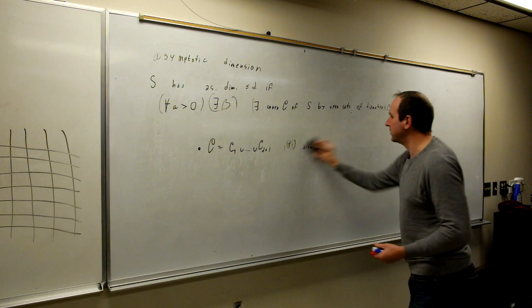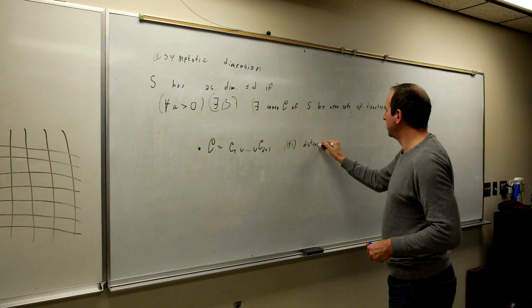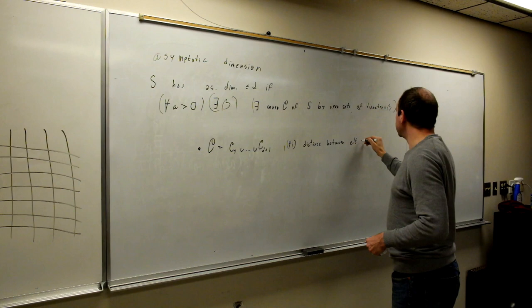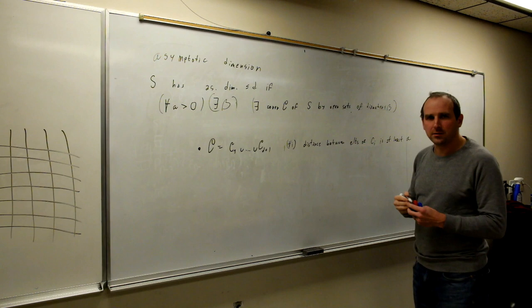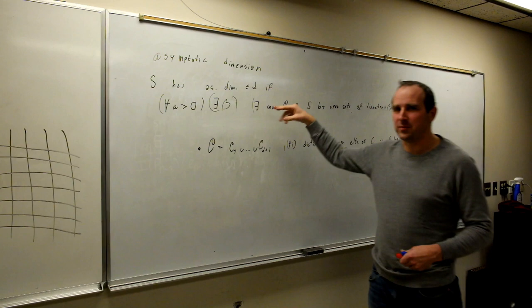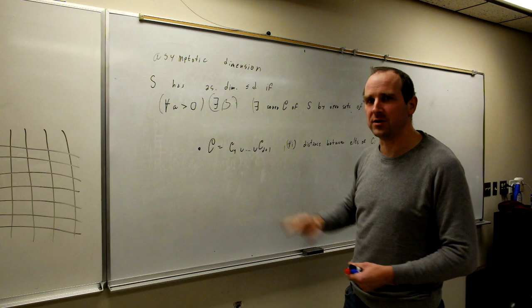And put here the condition that the distance between the elements of Ci is at least this A. And now the A is different, maybe by some factor of two different than what it was in the other definition, but other than that, it should be fine. Okay.